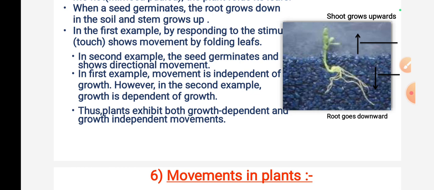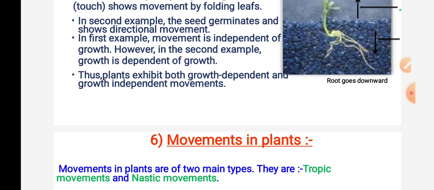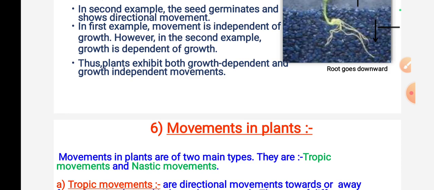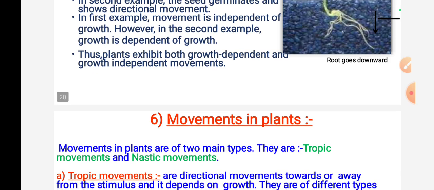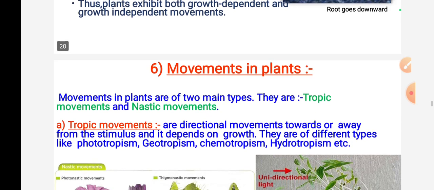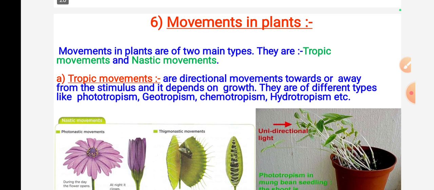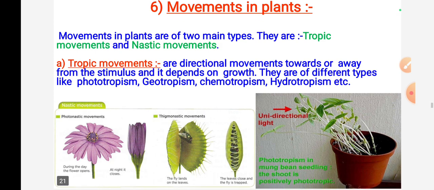In the first example, movement is independent of growth. However, in the second example, movement is dependent on the growth of the plant. Thus, plants exhibit both growth-dependent and growth-independent movements. Movements in plants are mainly of two types: tropic movements and nastic movements.